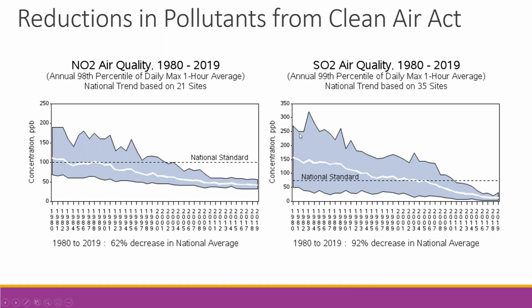And these two plots are from the EPA showing nitrogen dioxide and sulfur dioxide trends from 1980 to 2019, showing that these amendments actually did quite a good job in regulating these important precursor gases, with a 62% decrease from 1980 to 2019 for nitrogen dioxide, though it's worth pointing out that those concentrations have been relatively flat since 2009 or so, and a 92% decrease in sulfur dioxide concentrations since 1980, showing the effectiveness of these regulations.